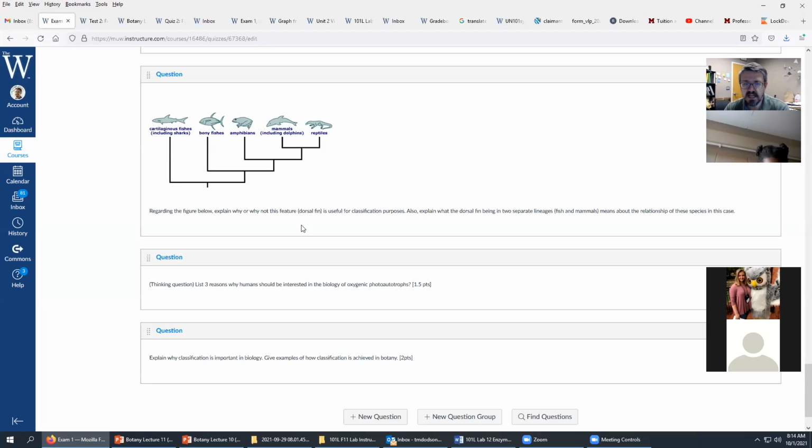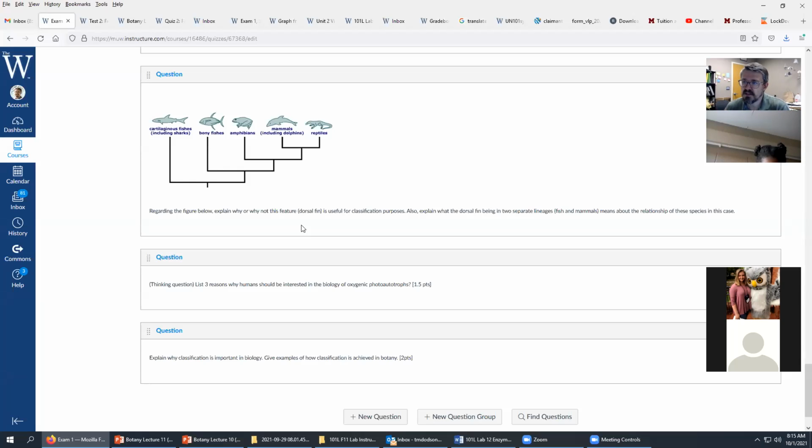And the last one, explain why classification is important in biology. It gives an example of classification and how classification is achieved in botany. So classification is important in biology because it helps us to make sure that whatever we're talking about is the same thing as someone else. So scientific names are not repeated or doubled, they are specific. So when I say Rubus idaeus, I'm not talking about Rubus parviflora or Mentha, or whatever you want to come up with, Fallopia japonica. I know exactly what those are when I hear those names.